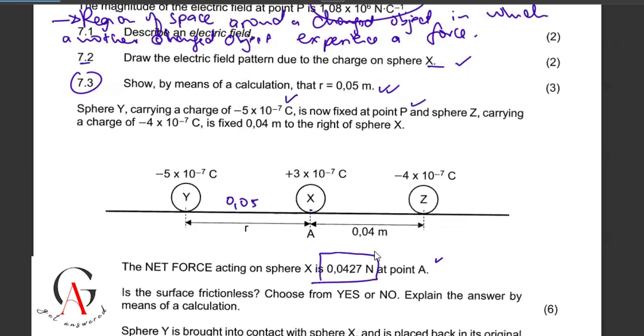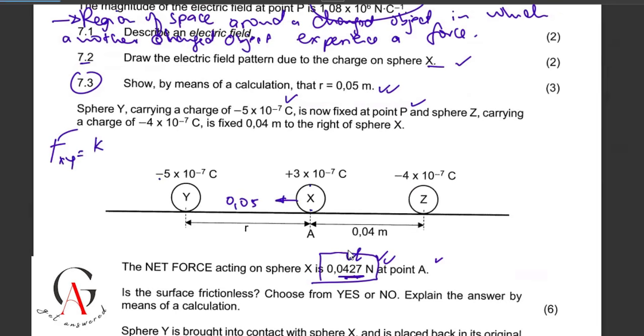Now, if ever the surface was frictionless, the net force that we're going to calculate should be equivalent to this. But if we calculate the net force and we get an answer that is different from this, then definitely there is friction happening. Okay, so let me look for the Fxy. Since this is a negative and a positive, X is going to experience some sort of attraction, meaning it's in that direction.